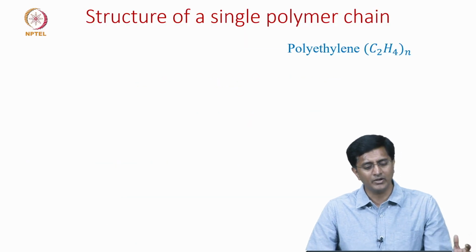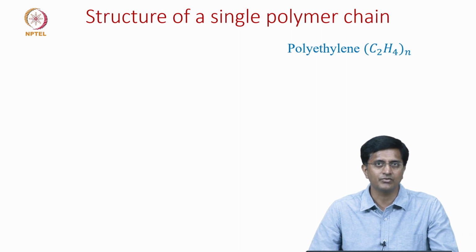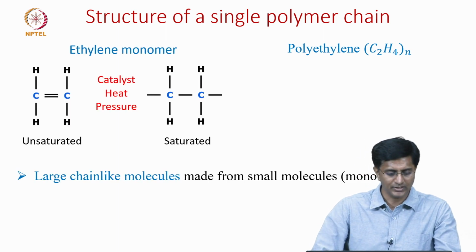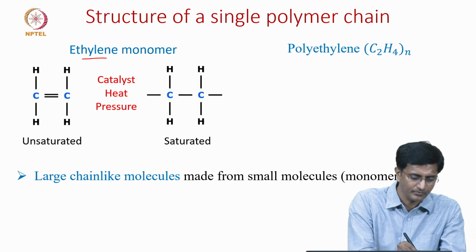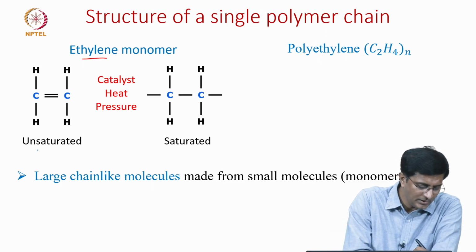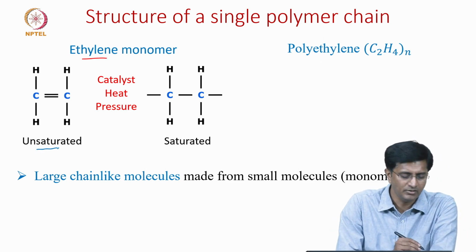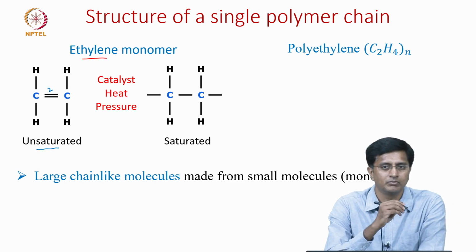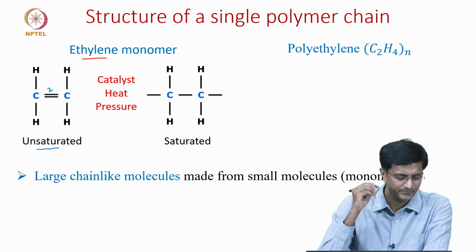So, let us start by looking into what is the structure of a single polymer chain. For this we will pick an example of a simple polymer, polyethylene, which is C2H4. This polyethylene is made using a monomer called ethylene. What we see here is an unsaturated ethylene. We call it unsaturated because it has two bonds between the carbon atoms.